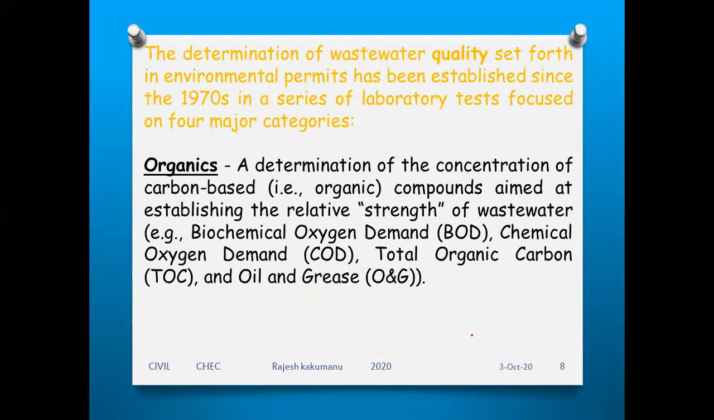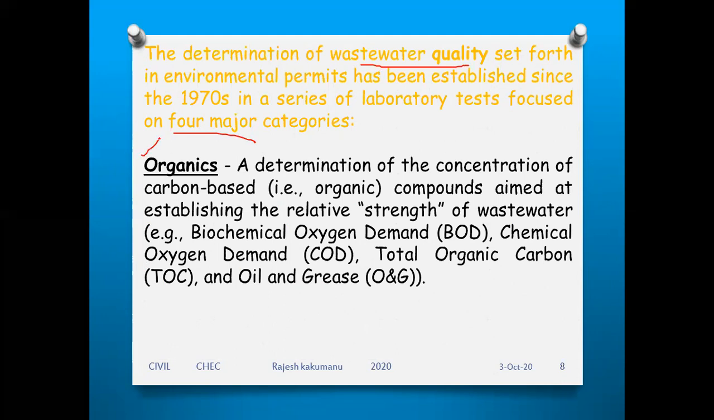The determination of wastewater quality in the environmental permits has been established since the 1970s in a series of laboratory tests focused on 4 major categories. So this process started early, in the 1970s. Besides wastewater quantity, we also go for wastewater quality. These tests are carried out in the 4 major categories. Now we'll see what the 4 main categories are.